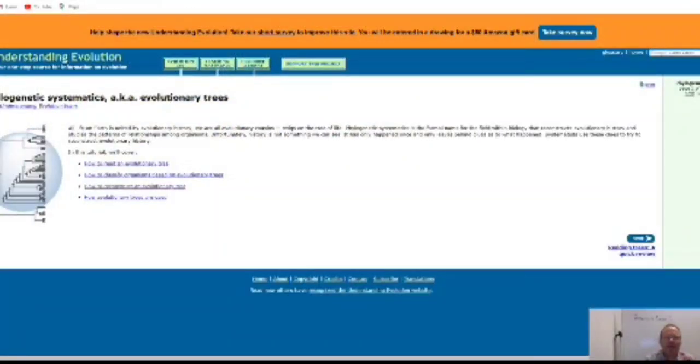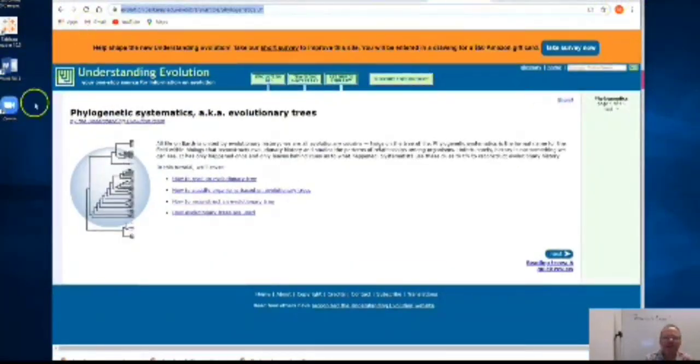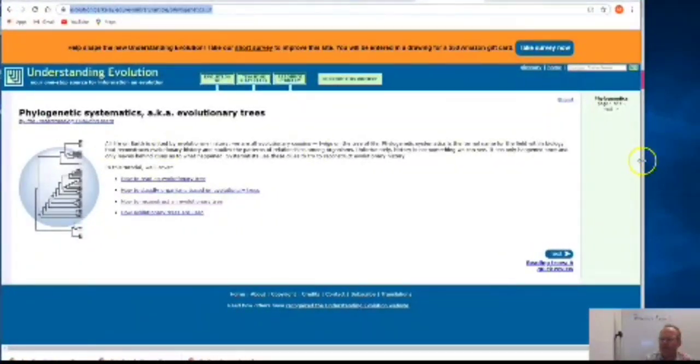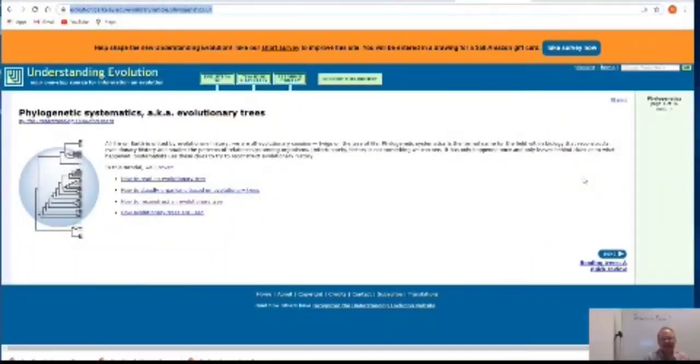This is in chapter 20 as well. I have this page from UC Berkeley's evolution department website. Let me go ahead and get it full in here. I put a link to this site on the Canvas page, and I'll show you that. This is Understanding Evolution from UC Berkeley's Museum of Paleontology, and phylogenetic systematics and evolutionary trees.